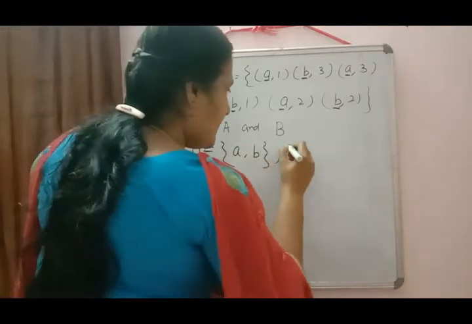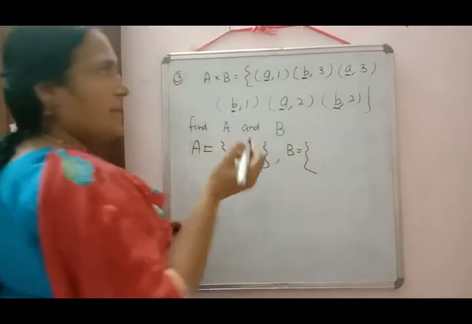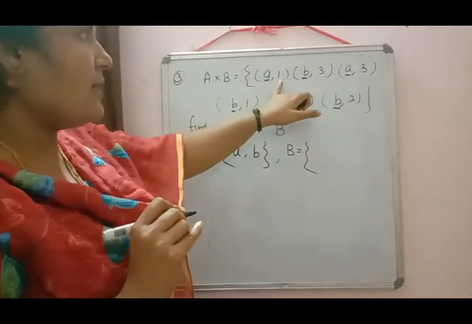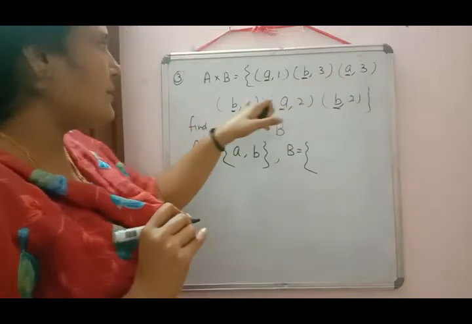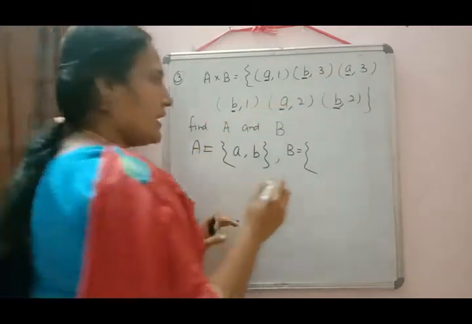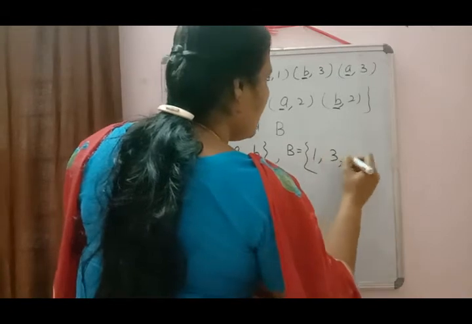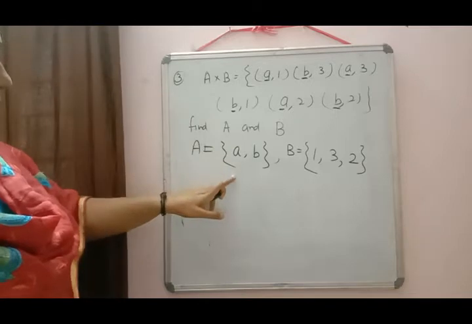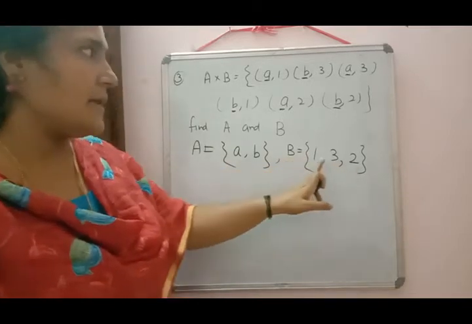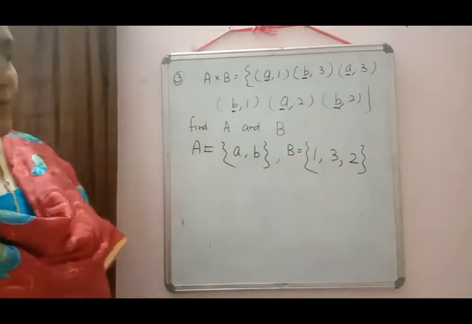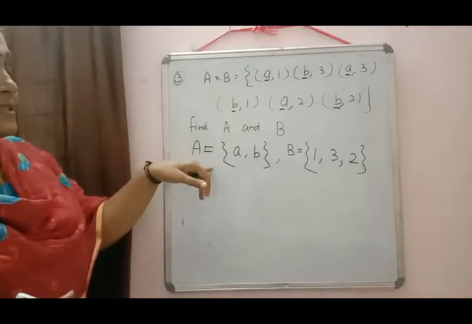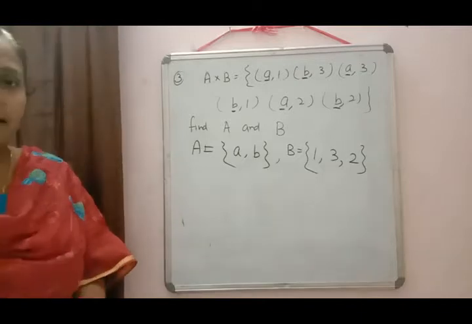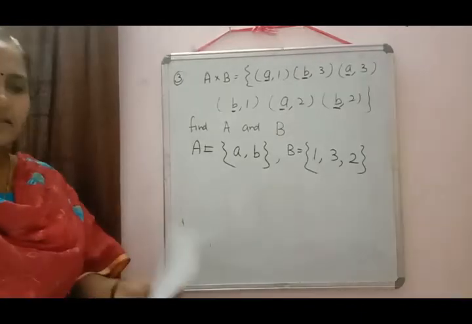Now similarly B. The second element denotes the second set. So in the second element you can check we have 1 and then we have 3 and then we have 2 also. So the elements of B will be 1, 3 and 2. So set A has 2 elements, a and b, and set B has 3 elements, 1, 3 and 2. So in this way you can find out the sets also when the Cartesian product is given. So I hope this concept is clear to you. It's quite easy also.